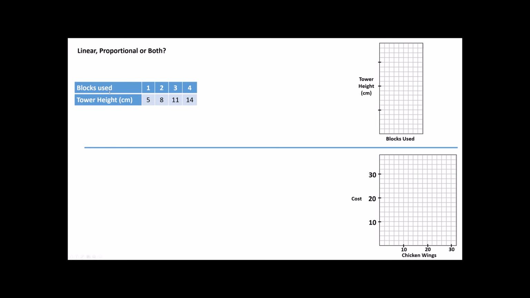Notice I have the ratio of blocks used and tower height. I'm going to compare these two things. Is it linear? Well, in order for it to be linear, I need to look at the changes. I go from 1 block to 2 blocks. I go from 5 centimeters to 8 centimeters. So when I set that up, my rate of change would be 3 to 1.